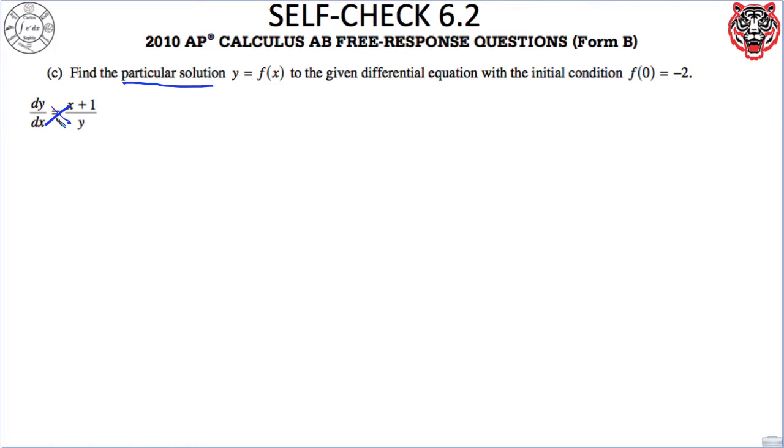We're good. Cross multiply, and we get y dy is equal to x plus 1 dx. Oh, how nice. We don't even have to rearrange anything. It's already separated. So our variables are separated. Now we're going to go ahead and integrate.